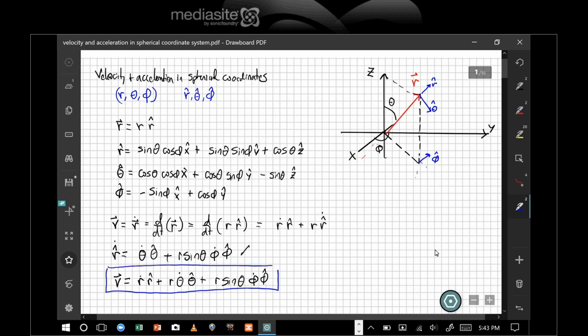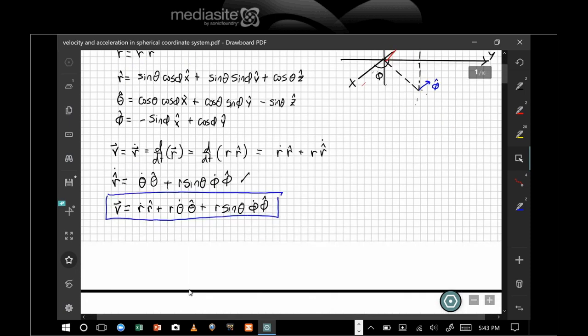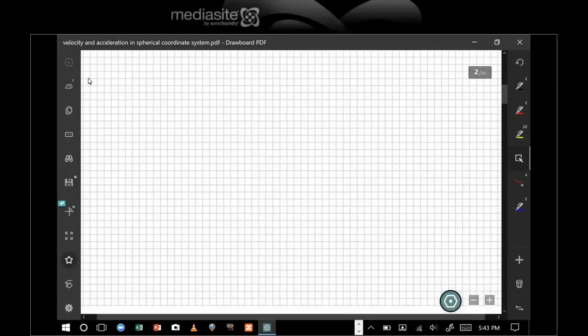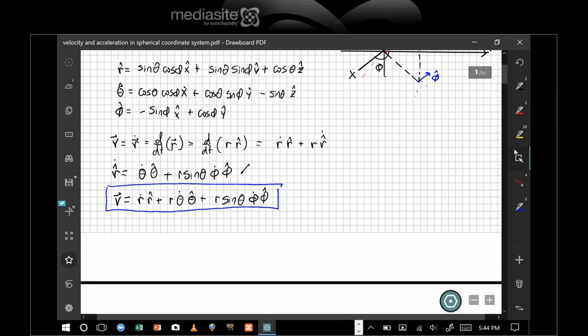We'll be using that result in the class. So what about acceleration? Let's go to the next page here. Now what I want to do is write down, sorry, let's do that again.